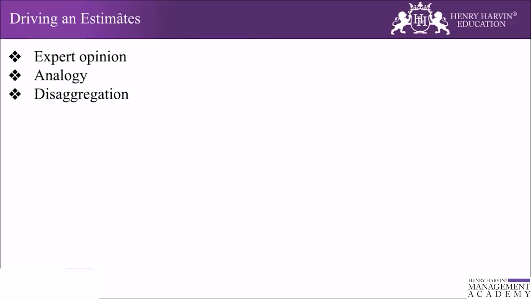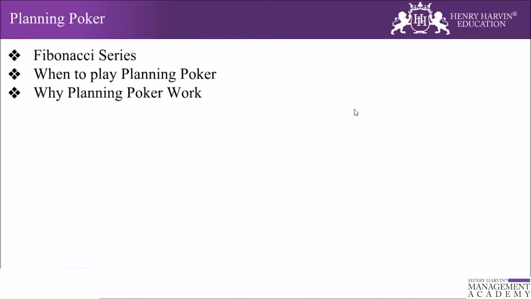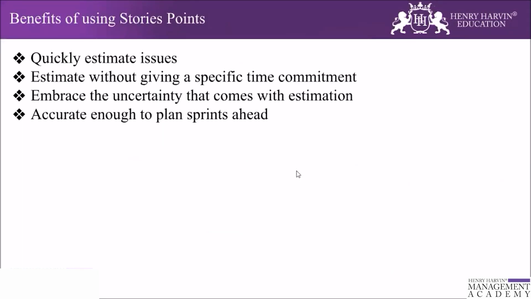So that is the reason when we do disaggregation, we have to be very careful, because we need to understand at what granular level we are actually disaggregating the user story. In a nutshell, what we are saying is there are 3 ways of arriving at an estimate. Either you take expert opinion, or you go for analogy, or you disaggregate the stories and then derive the user story estimate.